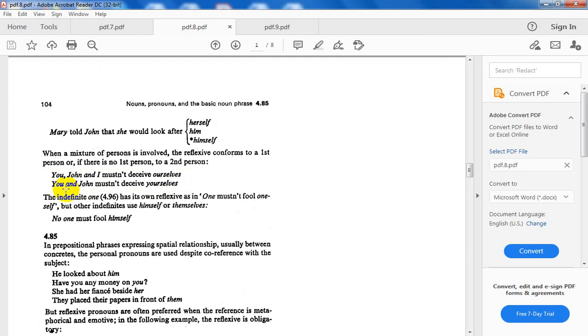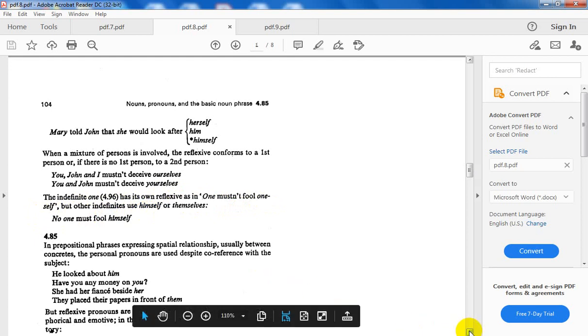It is referring to the you as a plural. You and John mustn't deceive yourselves. The indefinite one has its own reflexive. One mustn't fool oneself, but other indefinites use himself or themselves. طبعا هذه بالother indefinites. No one must fool himself.